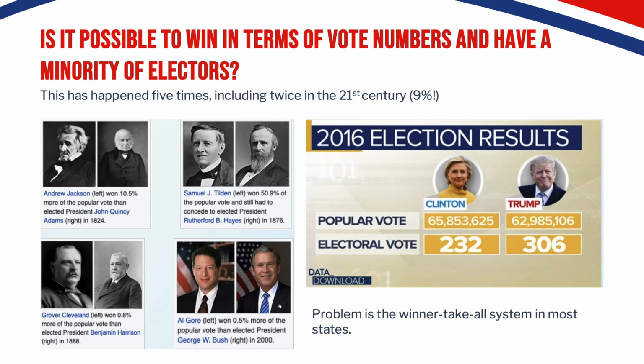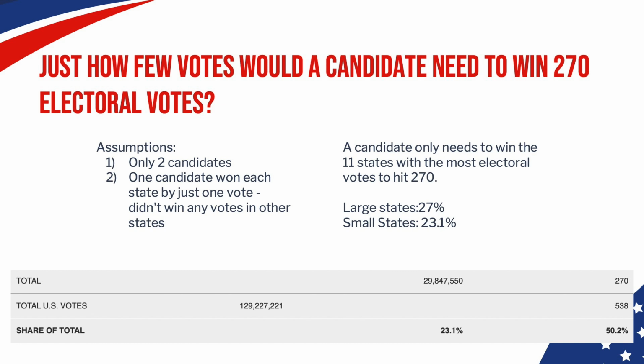We see here that Clinton won the popular vote by nearly 3 million votes, which is a lot. But because of the way that the votes were spread across the country, it didn't count for the electoral votes. And Donald Trump ended up winning the electoral votes and ended up winning the overall election. The problem with this system is that it's a winner-take-all system. And so even if you have a few hundred votes more in a state for one party, all of the electoral college votes will go towards that one party. So that leads us to the question of just how few votes would a candidate need to win these 270 electoral votes.